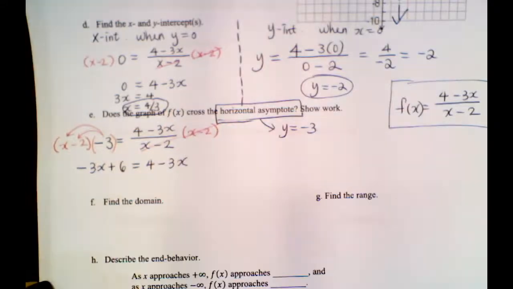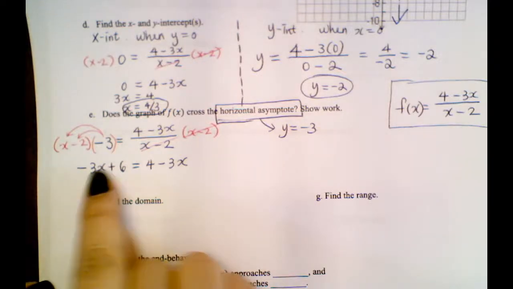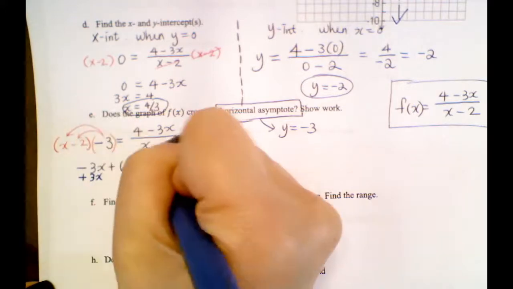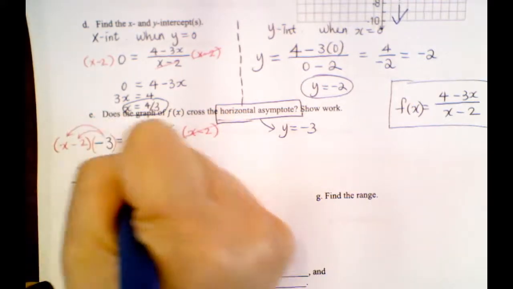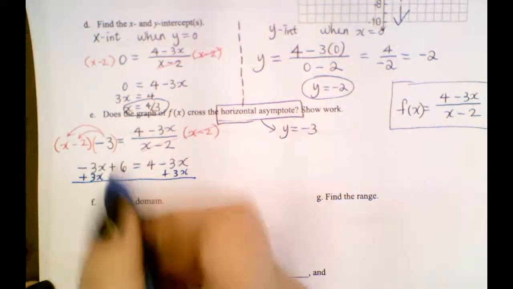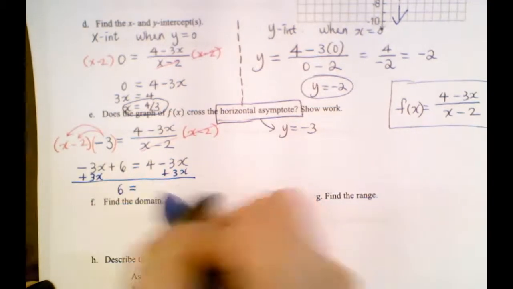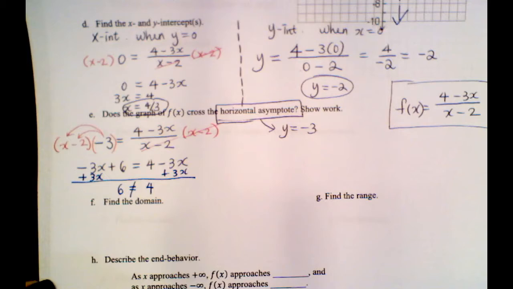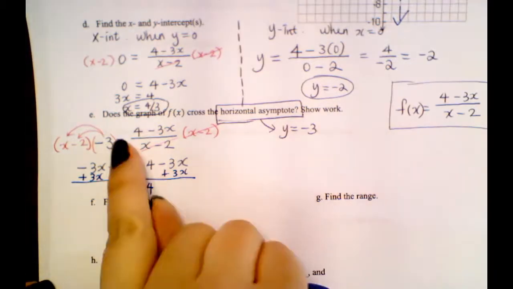3x. Now, what can I do to both sides? Did you notice there is negative 3x on this side and negative 3x on that side? So I'm going to add 3x to both sides. Let's see what happens. If I do that, bring down the 6 equals, bring down the 4. Uh-oh, that can't be true. So what we got is an equation that has no solution. In other words, there is no x value that will make this function equal to negative 3.